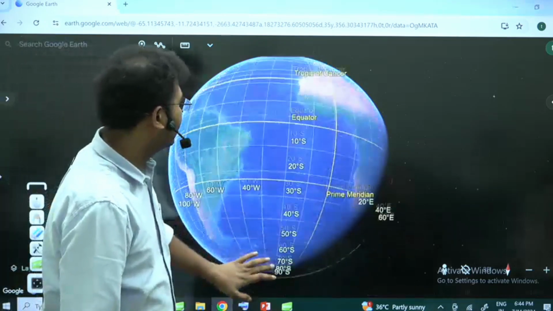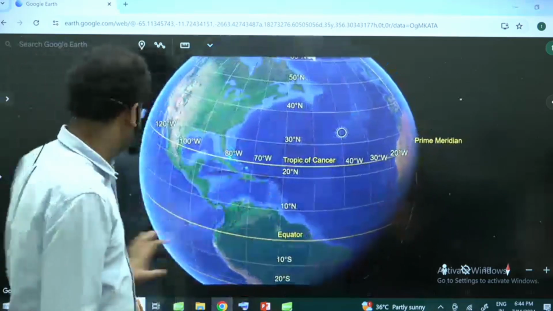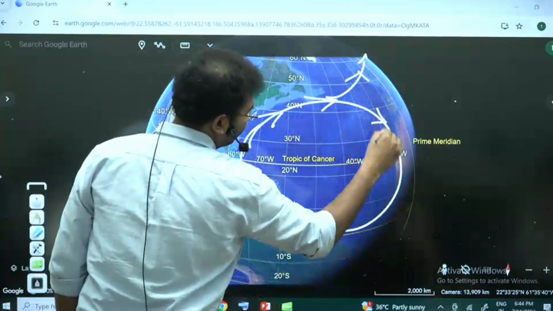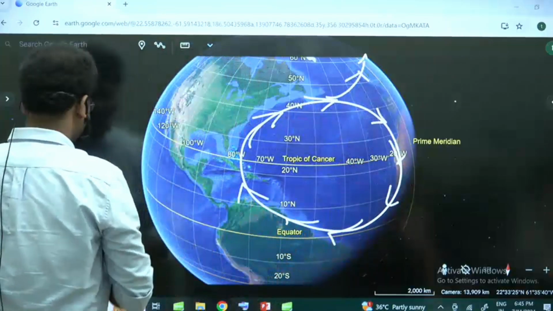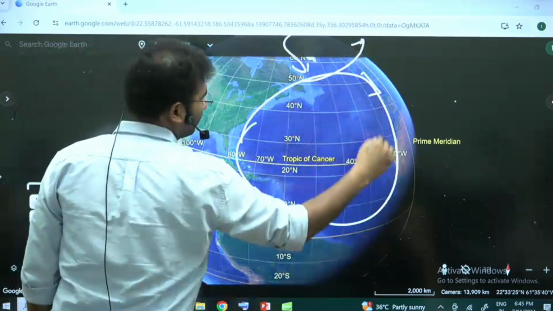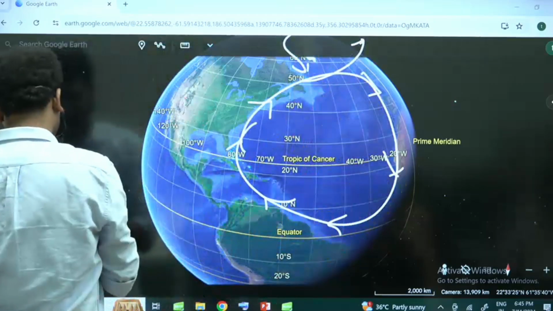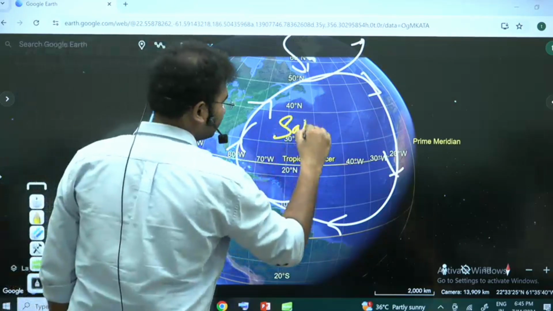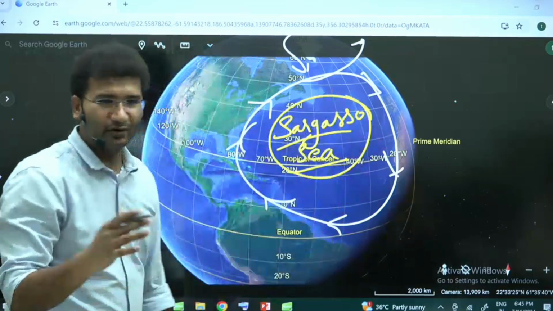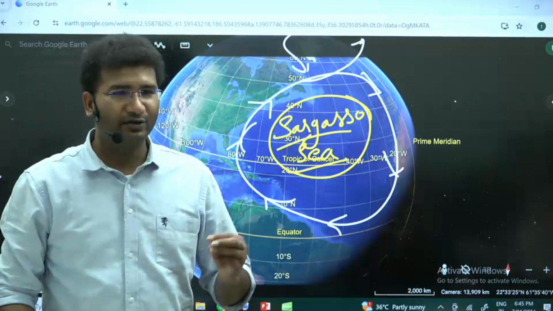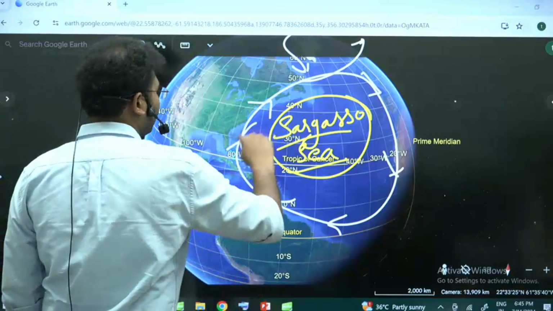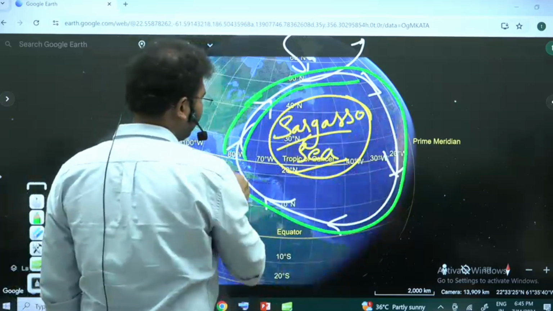Come to the North Atlantic Ocean. See, this is how the water is circulating. Right? This is actually called the Sargasso Sea. The water in this part of the area is not moving much. Okay? The nutrients that are there are standstill. Compared to this part of the area, the water is moving fast. Movement of water is more here.